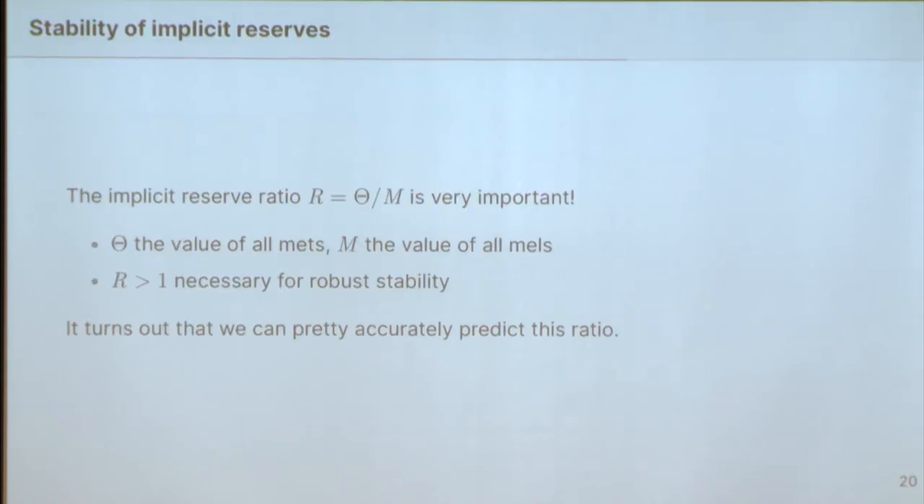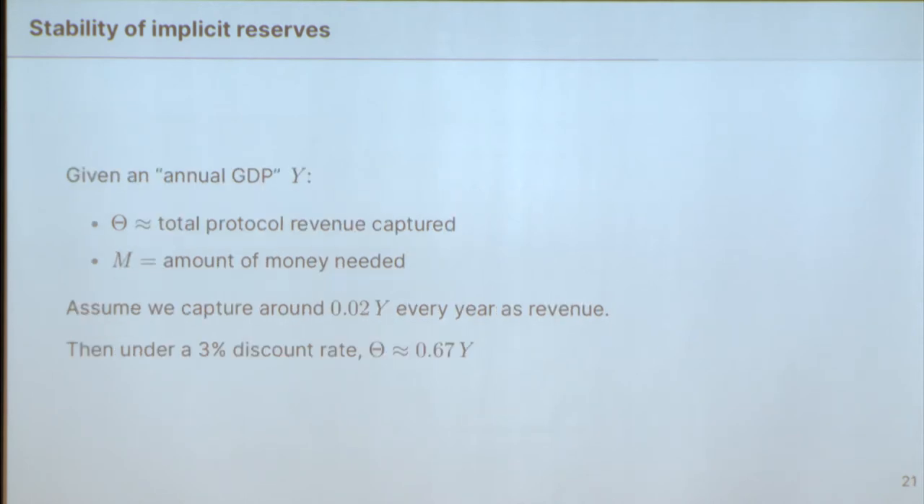So finally, let's look at the evaluation. First of all, this implicit reserve ratio is really important. We want the value of all METs to be greater than the value of all mails. And this sounds like something you can't really predict, but actually we can. This is because if we have an annual GDP, GDP here used in a really loose way, basically velocity, so you have a certain amount of economic activity, and we assume that we capture 2% of it as revenue. This is approximately the range for Bitcoin miners and taxes and things like that. Then under a 3% discount rate, the total protocol revenue capture will simply be 2/3 GDP.